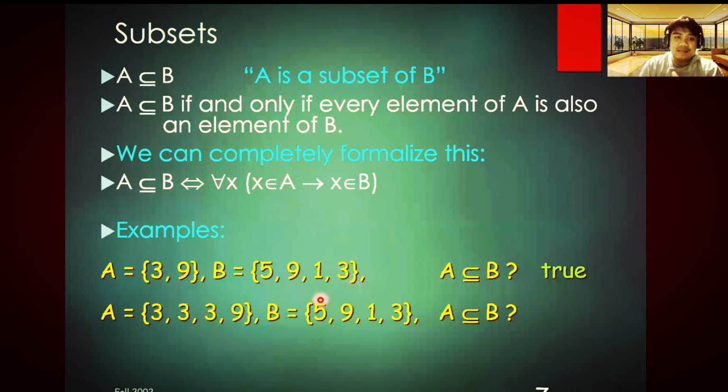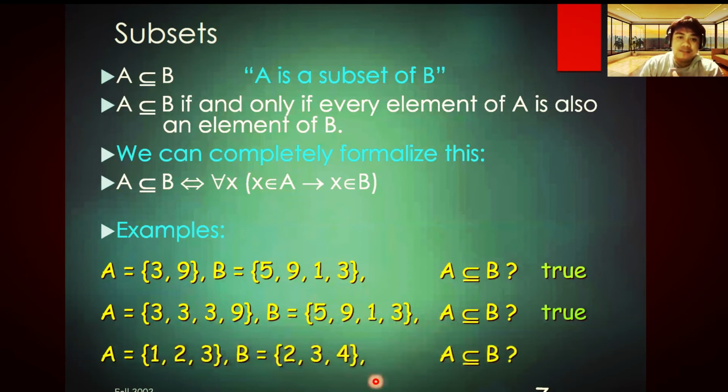So we have here another example. We have A that contains 3, 3, and 9, and then also we have here B with 5, 9, 1, 3. Remember sa sets, wala tayong pakialam kung ilang beses mag-appear yung isang element. This is just considered 3 and 9. So we have 3 and 9 also here. So ibig sabihin, A is a subset of B.